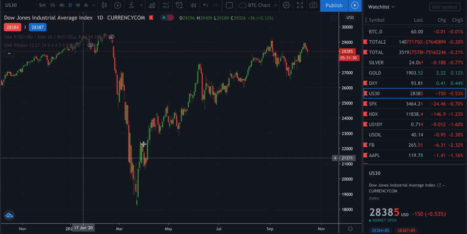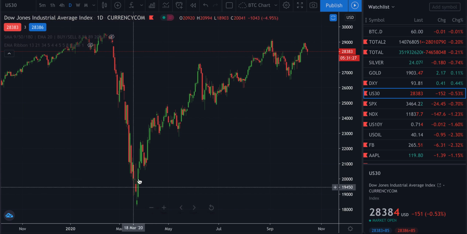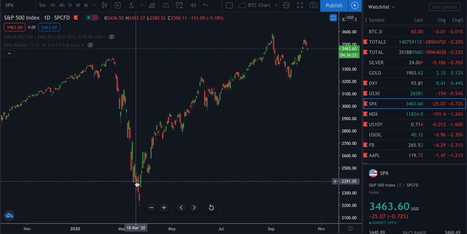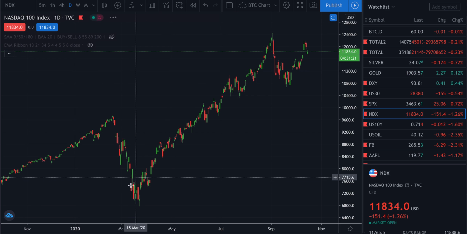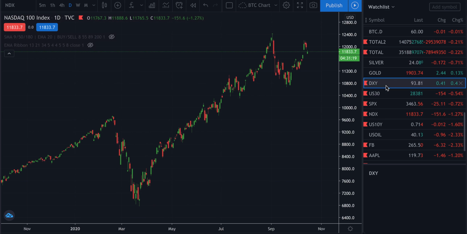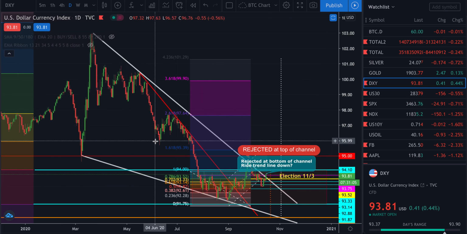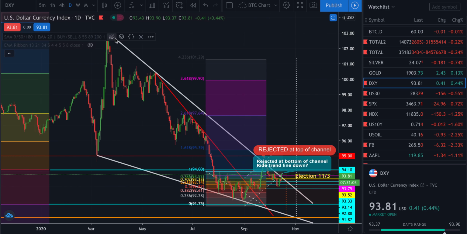So if I hide all these, you can see. This is March 19th. This is the S&P 500, March 19th area, NASDAQ, March 19th area. Dollar index, on the other hand, is the complete opposite. So the dollar pumping means that stocks dump, and crypto typically follows when the stocks dump, and the inverse reaction happens.